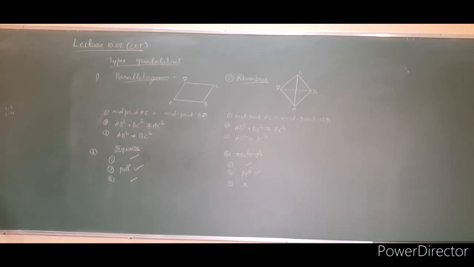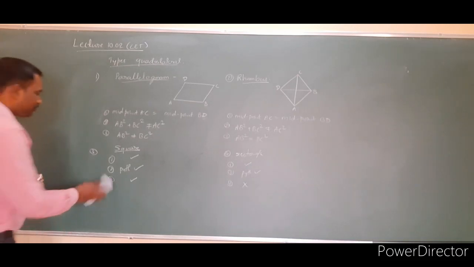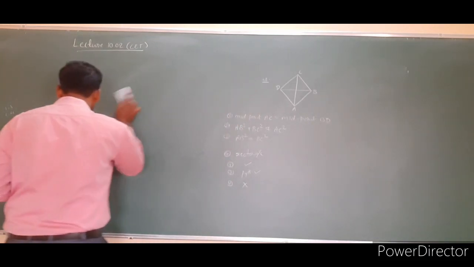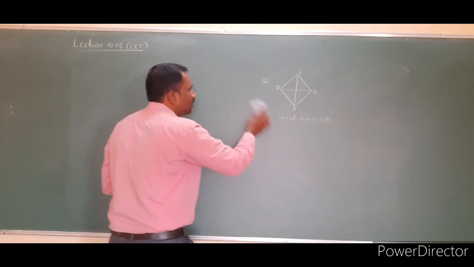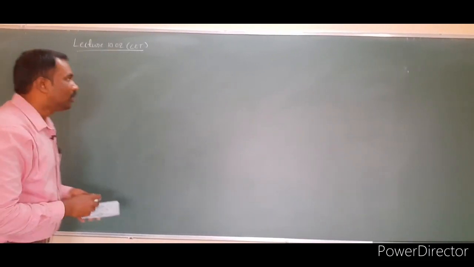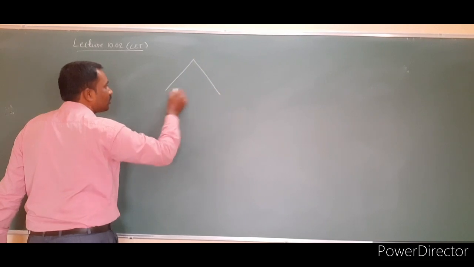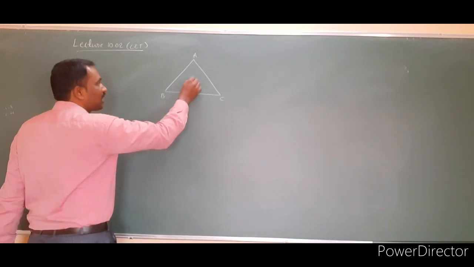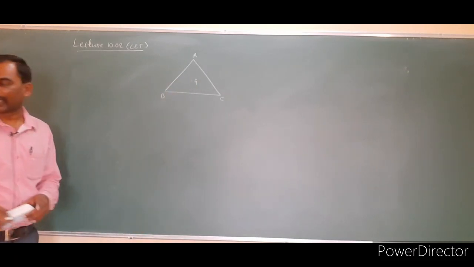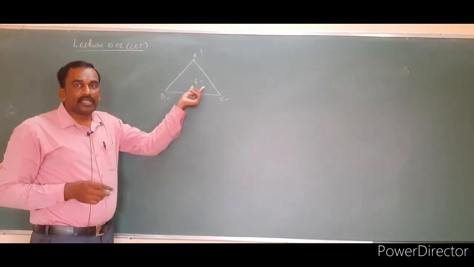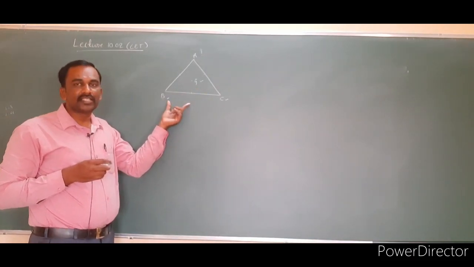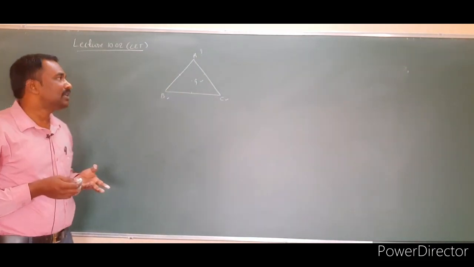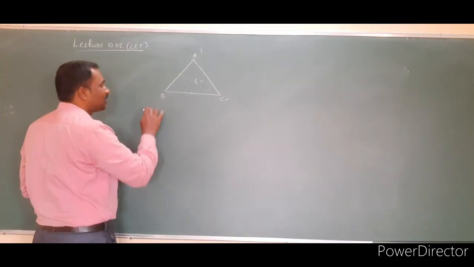Now the next one is a very important point. Whenever the centroid of a triangle is given and two vertices are given, suppose ABC is the triangle and the centroid G is given. We are required to find the third vertex A.